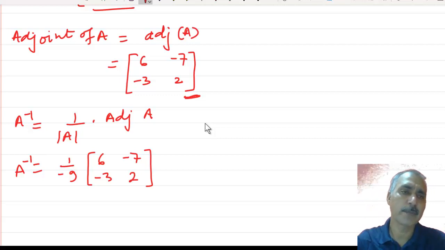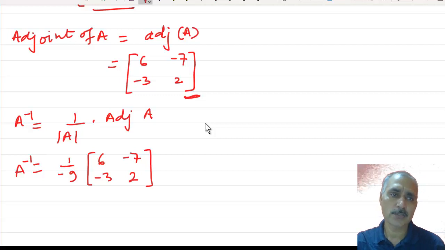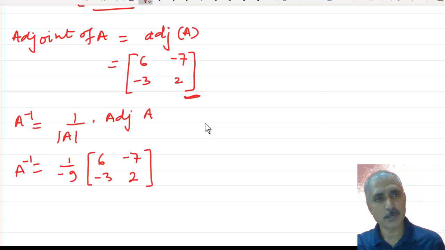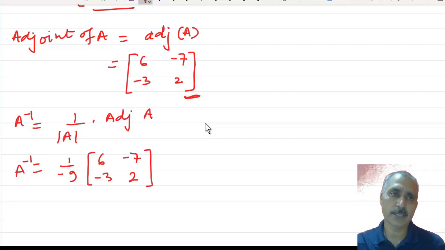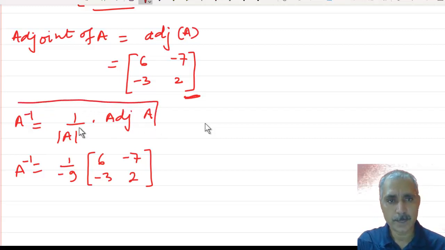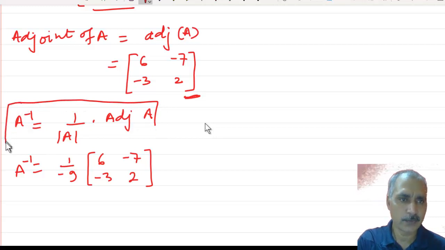Next time we will be doing how to find out the inverse of a 3 by 3 matrix using the adjoint method. In that also we will be doing the same thing. First we will find out the minors, then the cofactors, then the adjoint of that matrix, and then using this formula, this is a very important formula, to find out the inverse of a matrix.